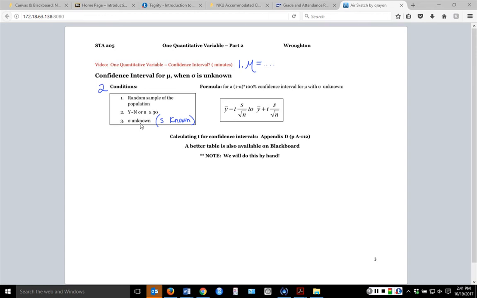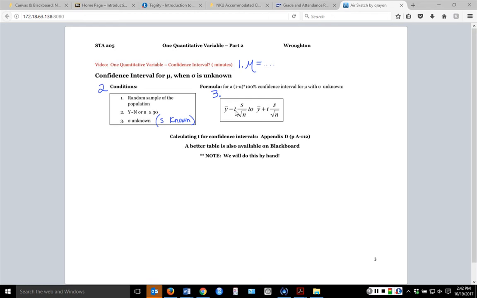Our third step is to actually do our calculation. This is what our formula is going to look like. Now remember, once I have my data set, I'm going to actually have most of these numbers, because y bar is our sample mean, S is our sample standard deviation, and n is our sample size. So those are all things that we're going to get once we have our sample. The only thing new here we have is this t. And so t is going to have to come from somewhere.